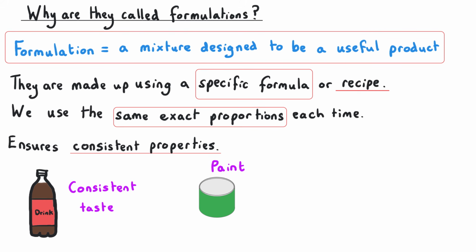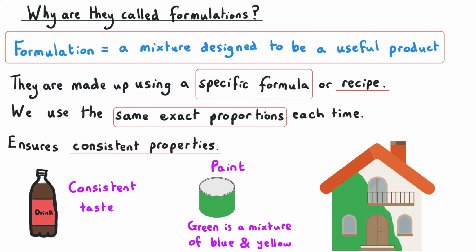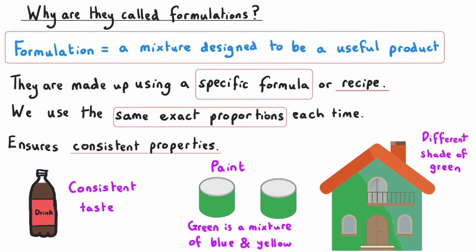To use another example of paint, if we wanted to paint the side of our house in green paint, green is of course made from a mixture of blue and yellow that will be in a specific proportion to give us the shade of green that we want to use to paint our house. If we open a second can of paint and it's a different shade of green, then our house will be in two different shades of green. It won't be consistent and we won't have the formulation that we were expecting.